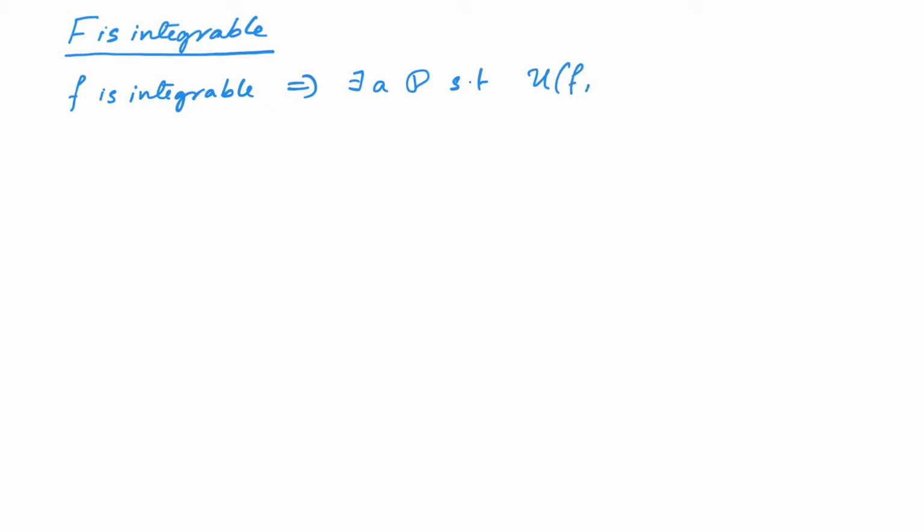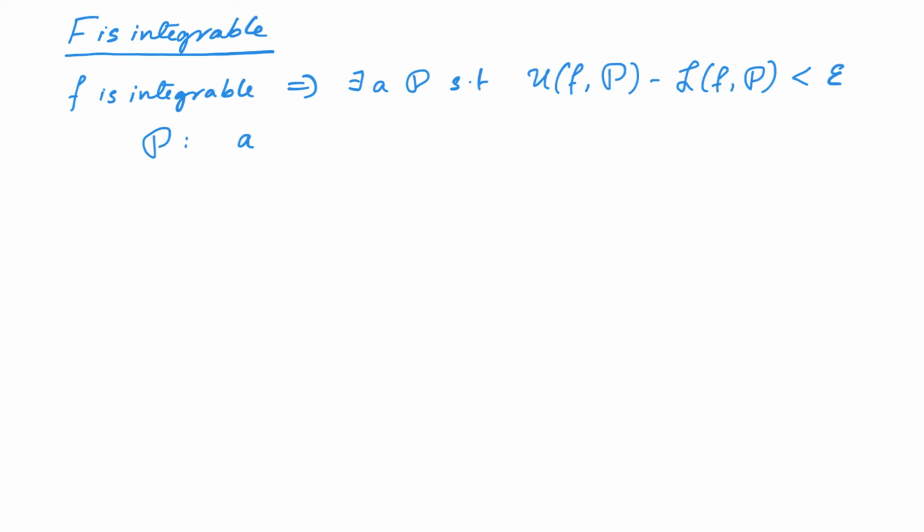To show the integrability of capital F, we will construct a partition π of the interval [a,b] such that U(F,π) minus L(F,π) is less than epsilon. And for this we will use the integrability of small f. Notice that small f is integrable implies that there exists some partition P of the rectangle R such that U(f,P) minus L(f,P) is less than epsilon. And we are going to use this partition P to construct our partition π.